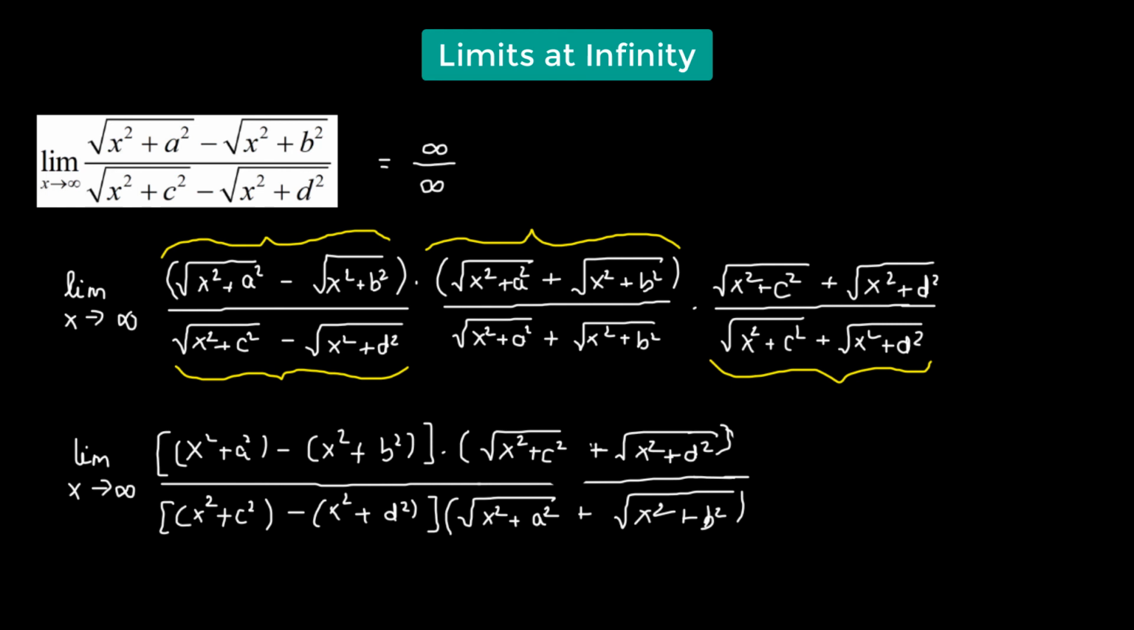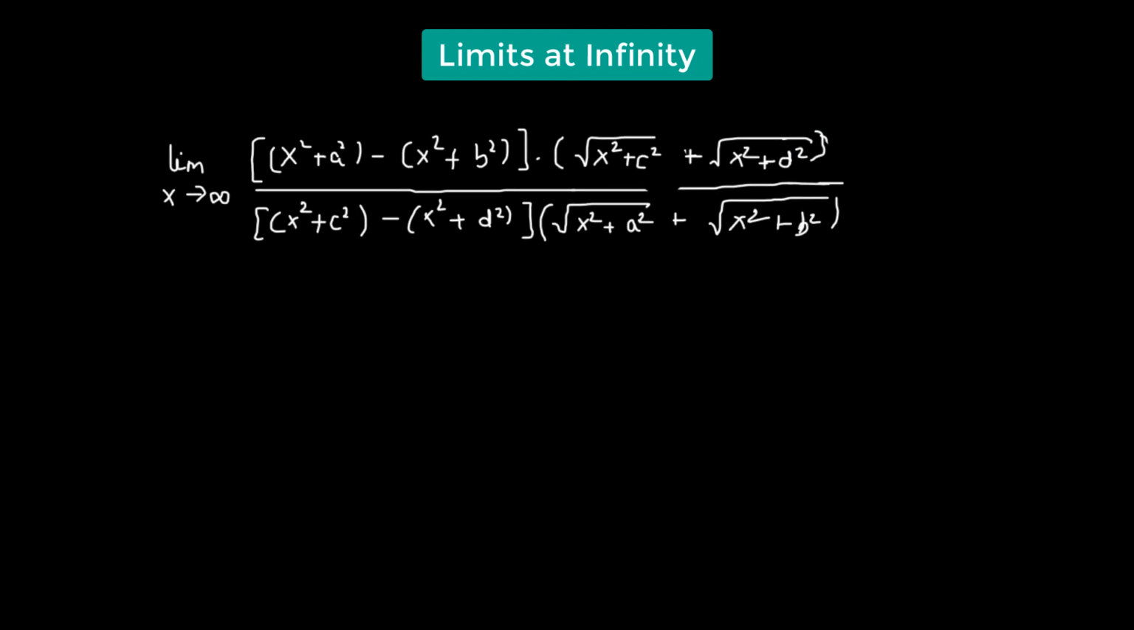Now, coming back, we have limit x approaching infinity. So here the x squared term will get cancelled out. So x squared and negative x squared will cancel out, and that will leave us with a squared minus b squared times the remaining function. Now what we're going to do in the function here, we are going to pull out x from inside the square root. So that will leave us with x times the square root of 1 plus c squared over x squared. Plus similarly, we're going to pull out x from inside the square root.